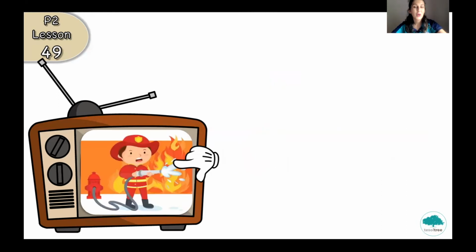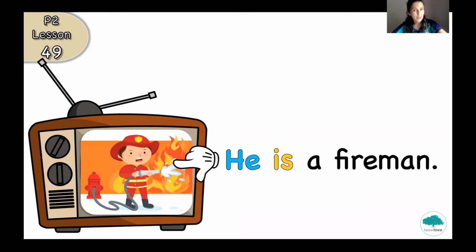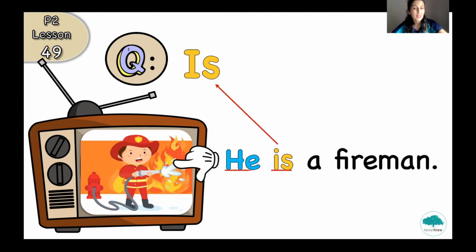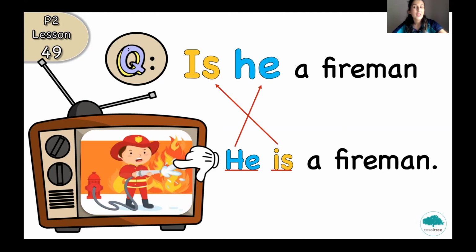Okay, now we're going to look at the last picture. He is a fireman. And now, what about the question? So, is will be the first word, then he, and a fireman with a question mark. Let's read it together. Is he a fireman? Repeat. Is he a fireman? You reverse the order of the words.